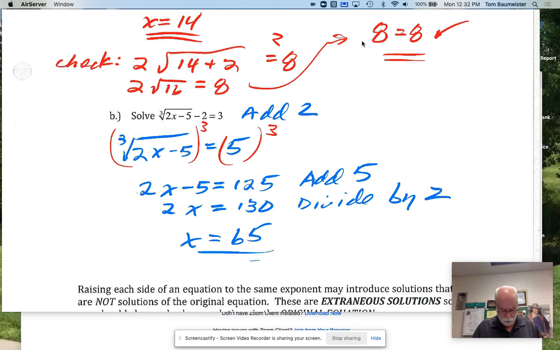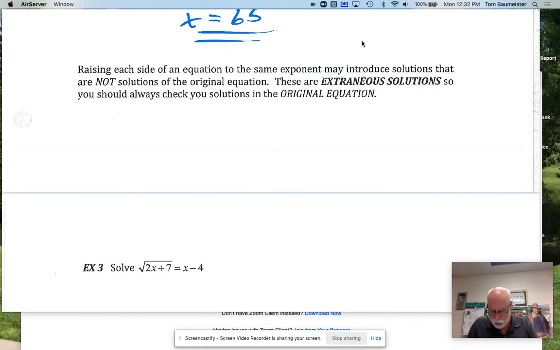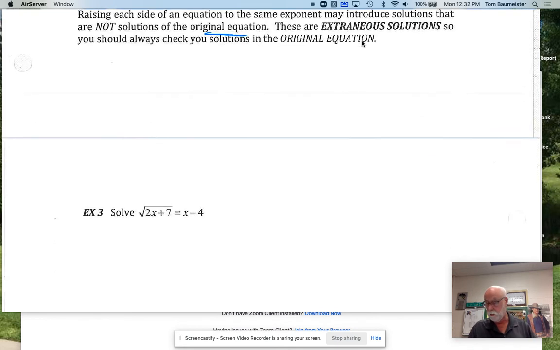All right. So raising each side of the equation to the same exponent may introduce solutions that are not solutions of the original equation. It might be a solution to the one that we came up with, but it won't be to the original equation. These are extraneous solutions, so you should always check your solutions in the original equation.